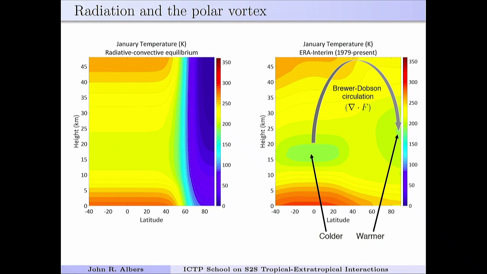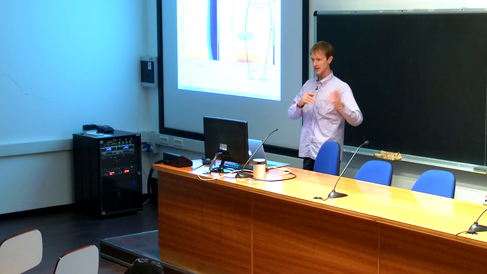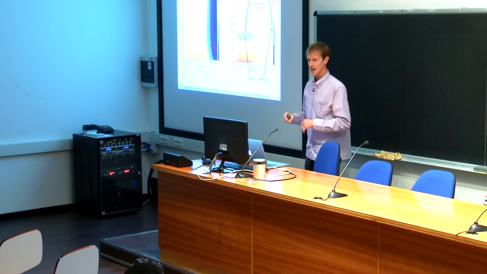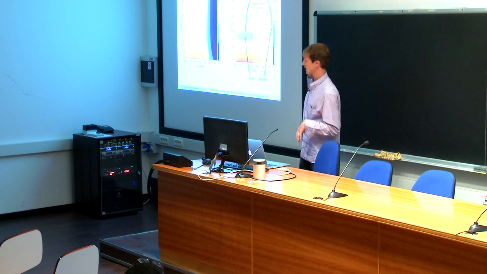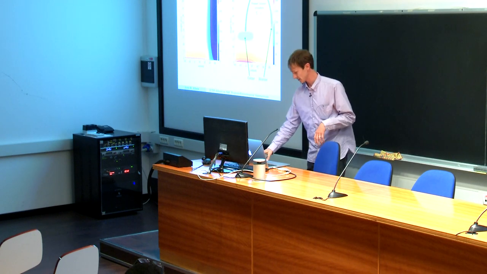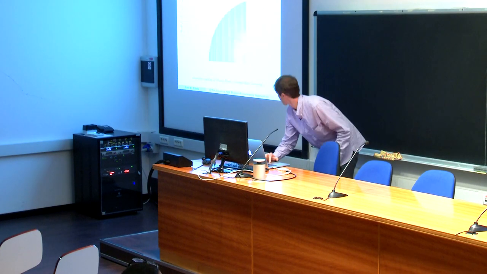So the balance that we have here in the stratosphere is the atmosphere trying to relax to this very cold pole that sets up this circumpolar vortex. And then we have waves propagating up from the troposphere and breaking in the stratosphere, warming the stratosphere and slowing down that circumpolar vortex. So what does that look like?